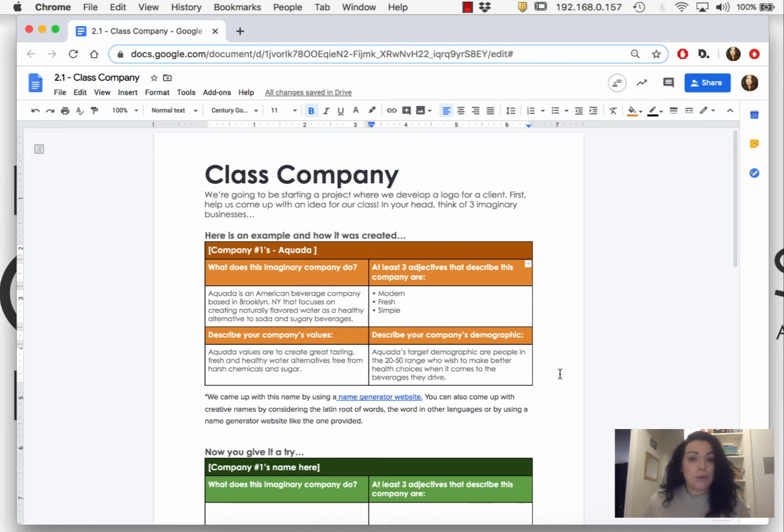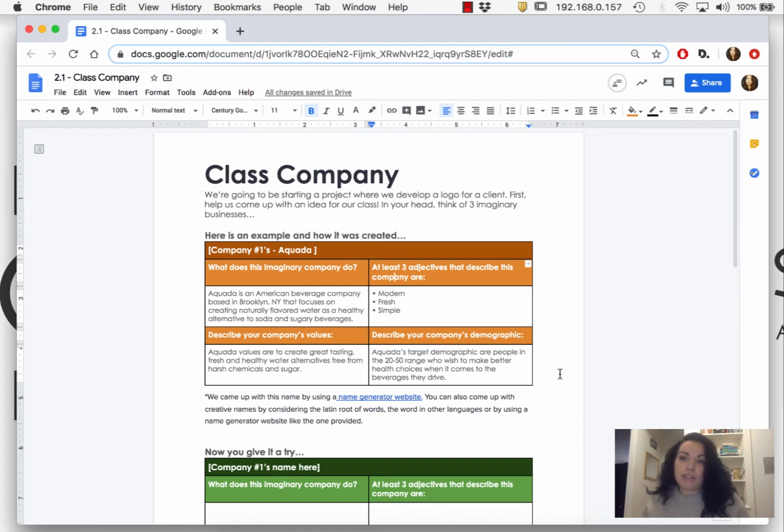So for our example, the name of the company we came up with is Aquata. The company is an American beverage company based in Brooklyn, BK all day, that focuses on naturally flavored water as a healthy alternative beverage other than soda and sugary beverages, right? 3 adjectives that describe the company: it's a modern company, it uses fresh ingredients, and it keeps the design simple. And the values of the company, like what is important to this company. And Aquata values the idea of a great tasting beverage, but that's fresh and healthy, and it's alternative to some of the harsh chemicals and sugar in sodas and other beverages.